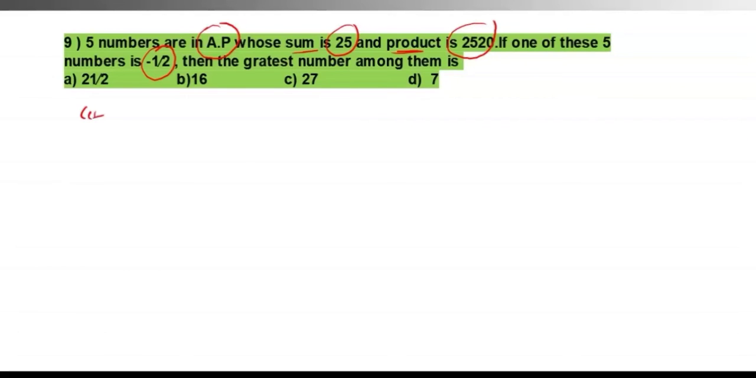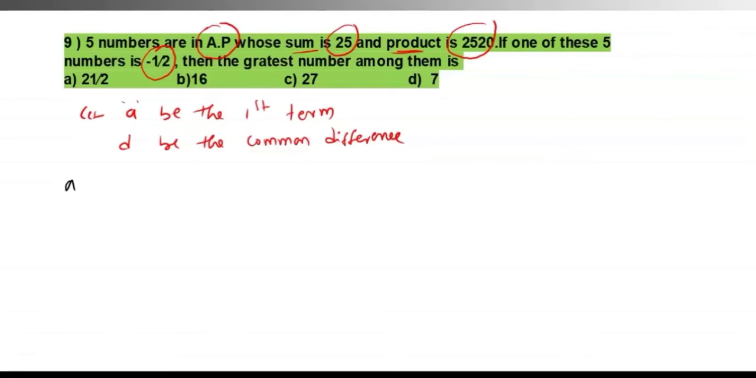Let a be the first term, d be the common difference. Now the 5 numbers we can take like this: a minus 2d, a minus d, a, a plus d, a plus 2d. So 1, 2, 3, 4, 5, 5 numbers.